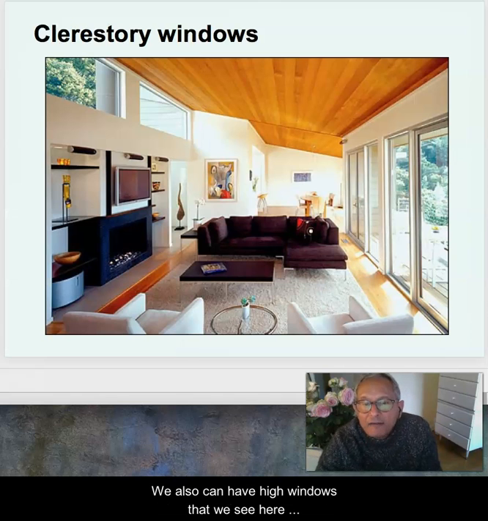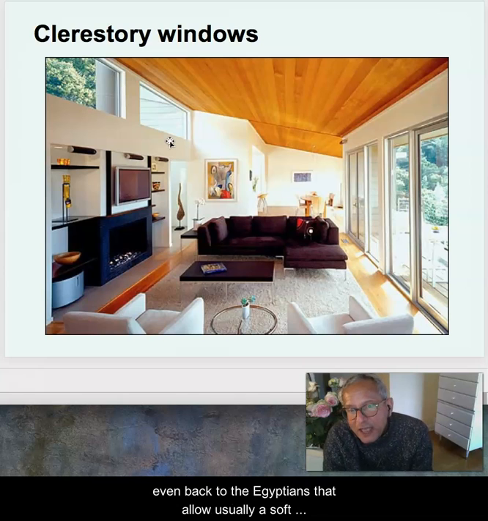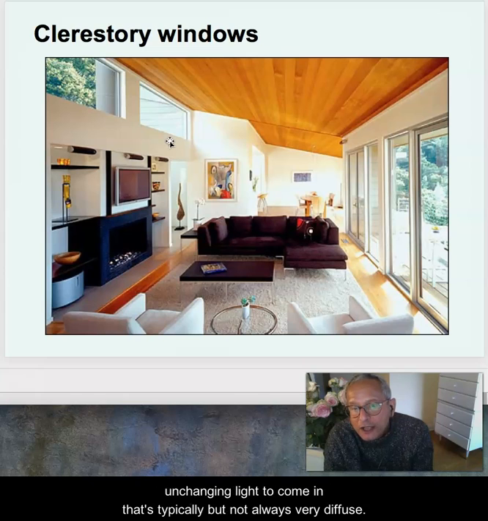We also can have high windows that we see here, clerestory windows that go way back to particularly very early churches and Roman buildings, but actually even back to the Egyptians, that allow usually a soft, unchanging light to come in. That's typically, but not always, very diffuse.